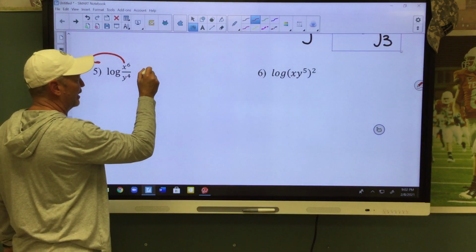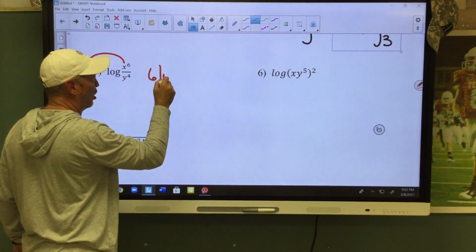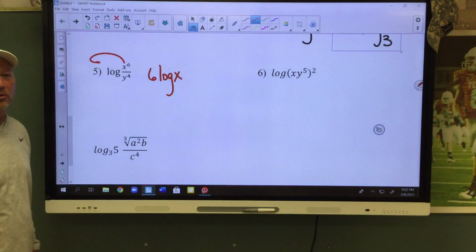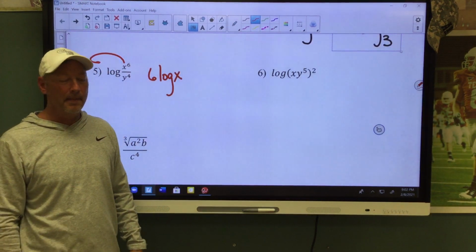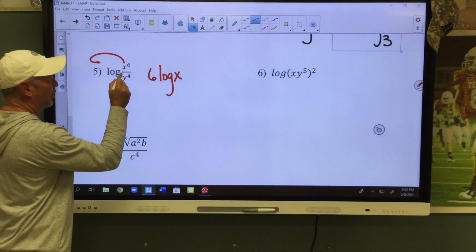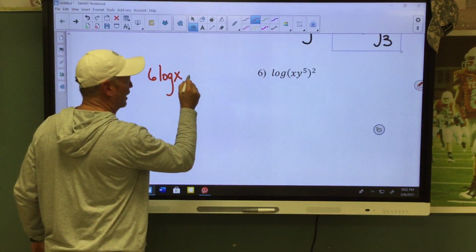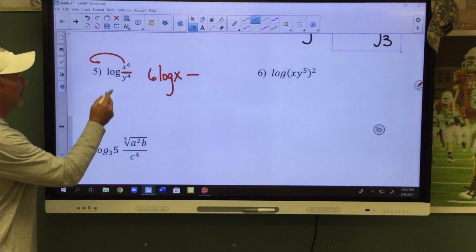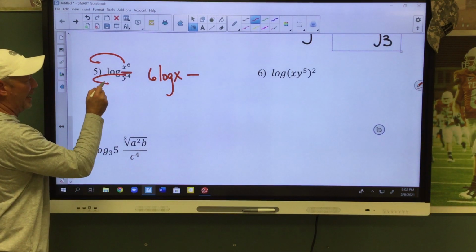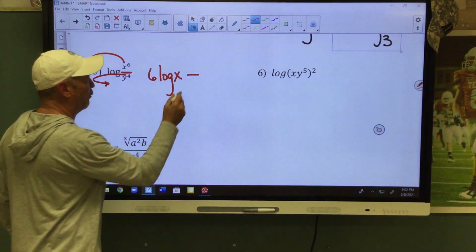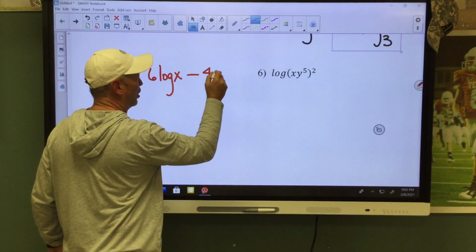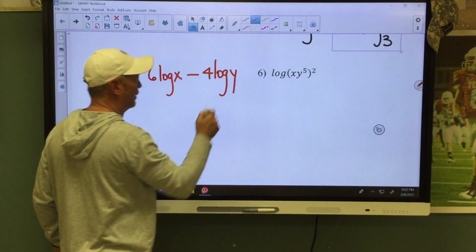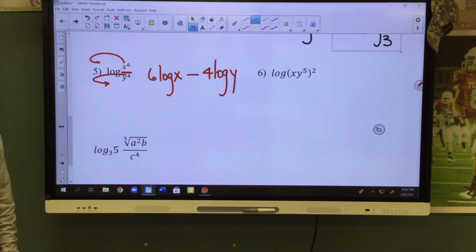So we're going to say 6 log of x. That's how we took care of the x to the 6th. But we have this fraction bar, and that means we're going to have to say minus, because it's a fraction bar, we're dividing. But we have another exponent, and that 4 is going to have to go in front. So we're going to say 4 log of y. And that's how you would expand that part.